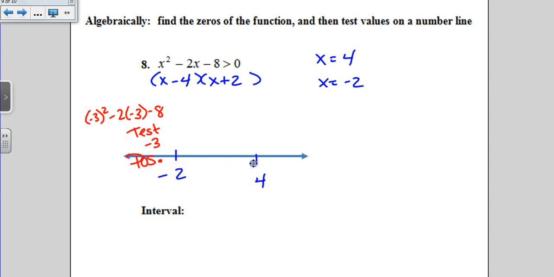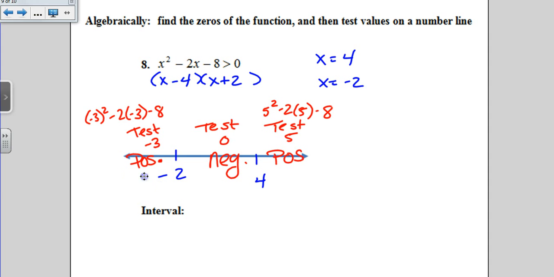Now the middle section here, we need to test a number that's between negative 2 and 4, so I'm going to test my friend 0. If I plug in a 0, I get 0 squared minus 2 times 0 minus 8, and I get a negative 8, which is obviously a negative number. And then above 4, anything above 4, well, I'm going to test a 5, because I don't feel like thinking too hard. So if I plugged in a 5, I get 5 squared minus 2 times 5 minus 8, and I get a positive answer. And you're going to notice that they alternate in sections. It'll go positive, negative, positive, or it'll go negative, positive, negative.